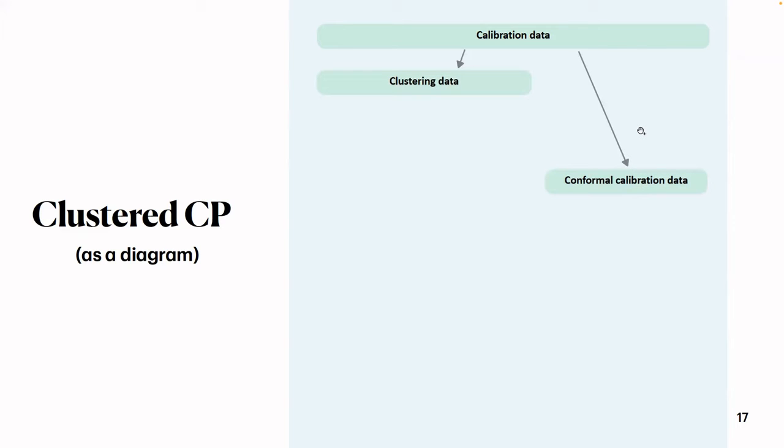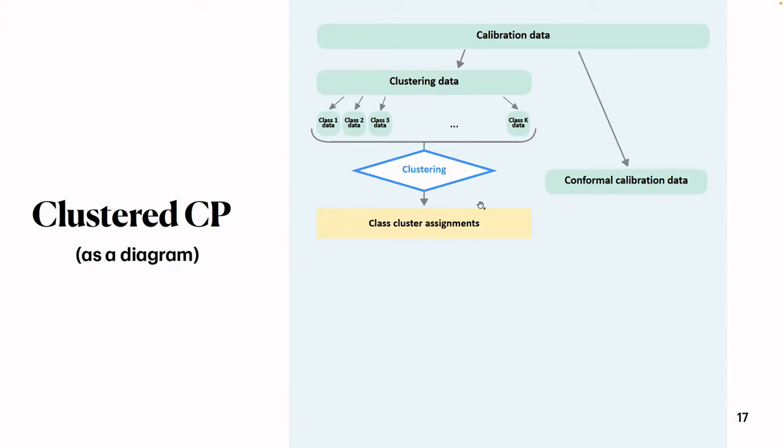Yeah, so just to overview our whole method. We start with our calibration data, and we'll split it into two parts. One part will be used for clustering, so for figuring out what H hat should be, and the other part is set aside for conformal calibration. Then using this clustering data, we'll split it up further by class, and we'll run our clustering procedure to get the class cluster assignment. So this is just H hat.